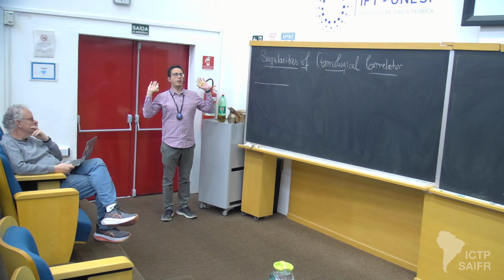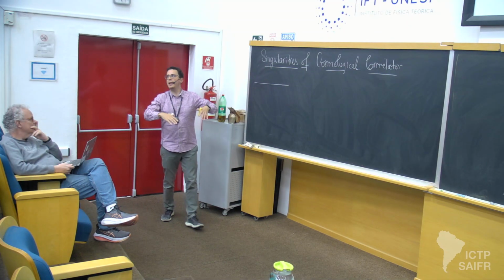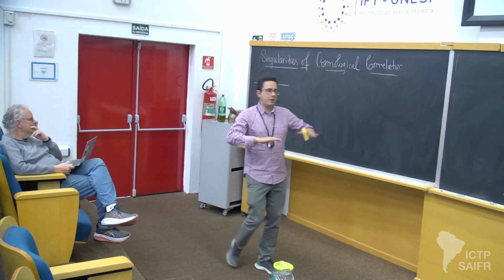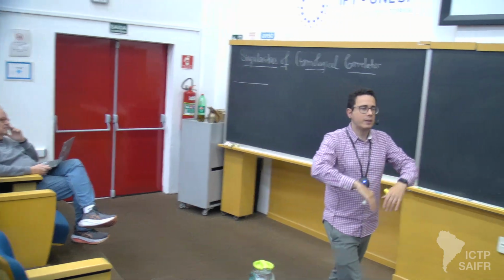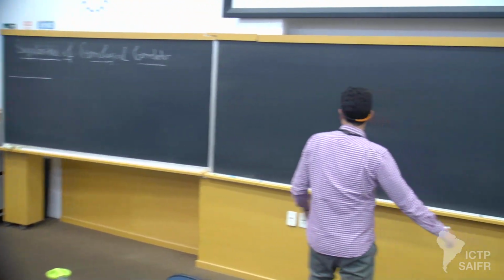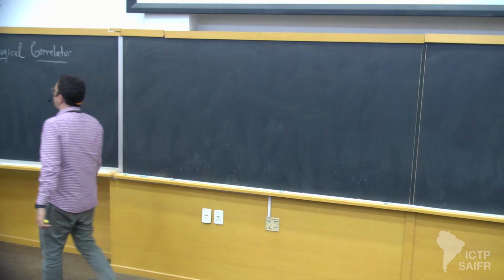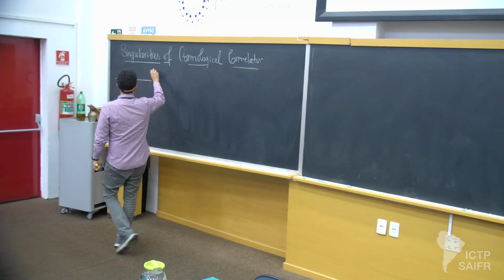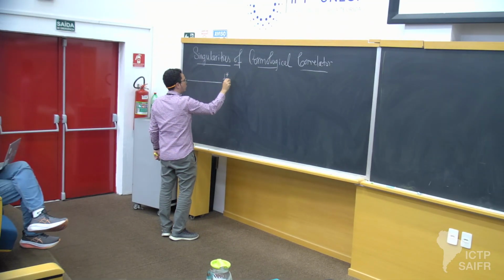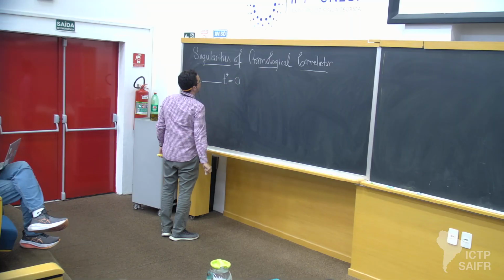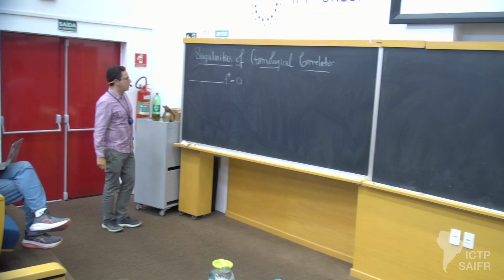In scattering amplitudes, we work with on-shell states. So they are at infinity. You send them in, they scatter. You have some outgoing states. While here, we take some time slice. The actual location of the time slice doesn't matter. So let me set it to be 0.